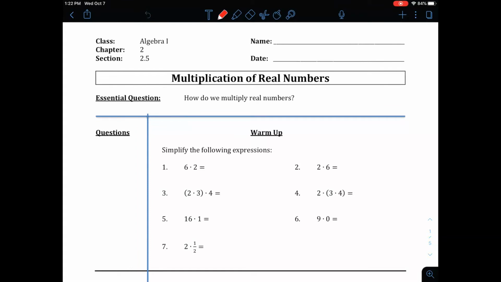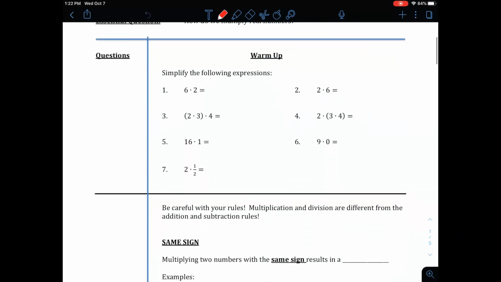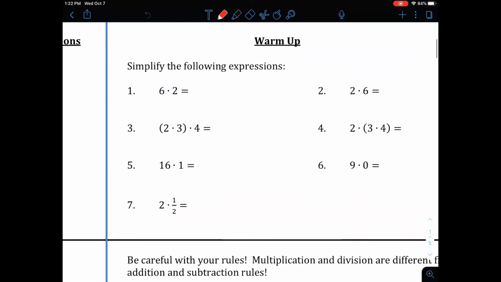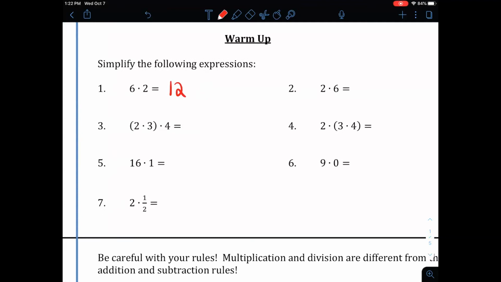All right, welcome back. Let's go ahead and go through these. These are really tricky ones. Hopefully you got them. Number 1 is 6 times 2. 6 times 2 is what? It is 12. And then we have 2 times 6, which is also 12.